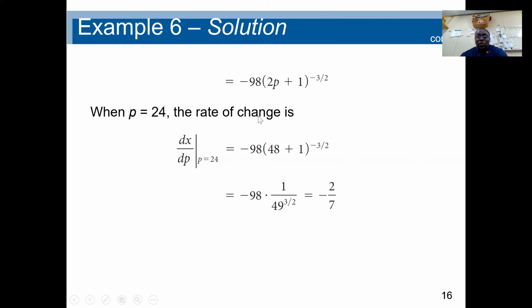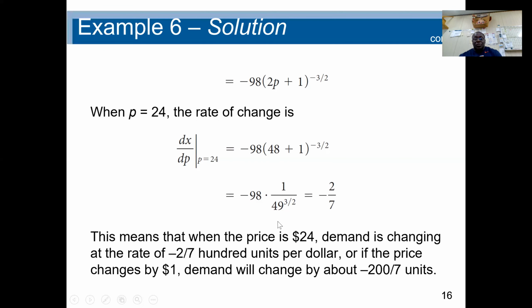When P equals 24, the rate of change is: 2 times 24 is 48, plus 1, and that gives us negative 27. So this means that when the price is 24, demand is changing at a rate of negative 27 hundred units per dollar.